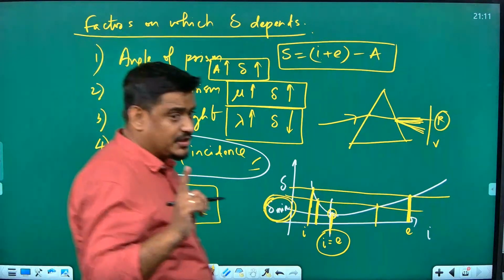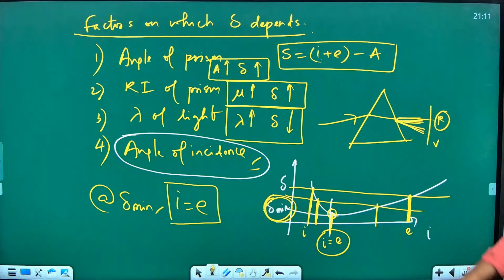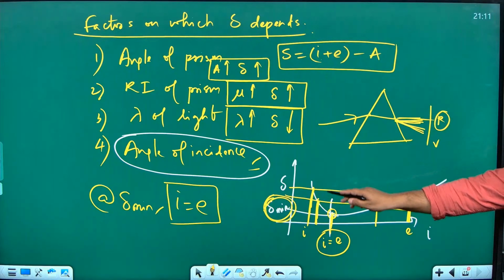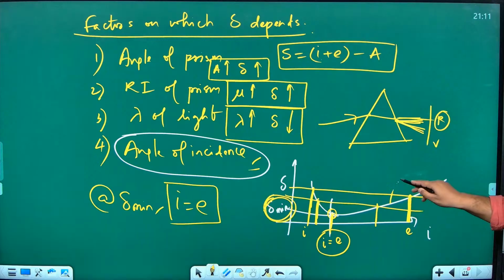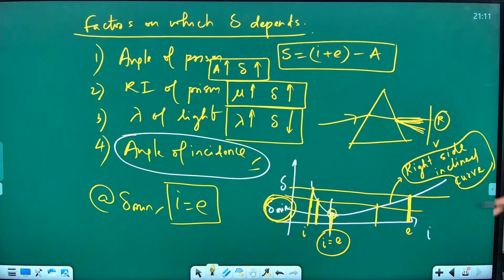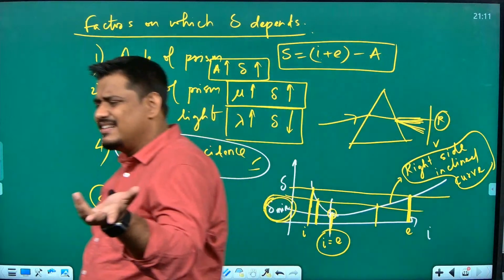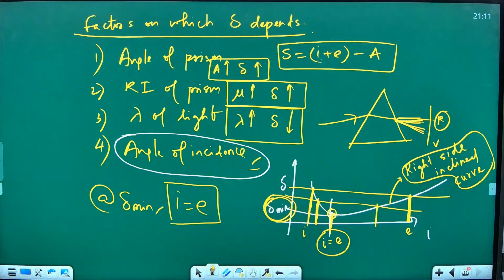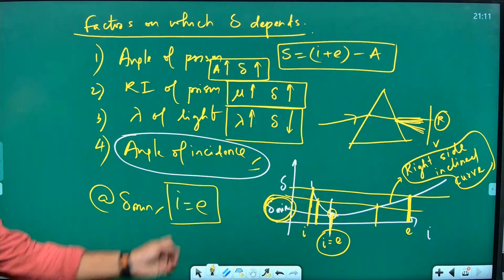And one more important piece of information, please pay attention. This graph is not a parabolic graph. I have drawn it intentionally like this. Don't think my handwriting is bad. This graph is a right-side inclined parabola, or right-side inclined curve, whatever you want to say. This is intentionally drawn. I will give you one question from NEET. Even though it can come in school exams now, it had come in NEET.